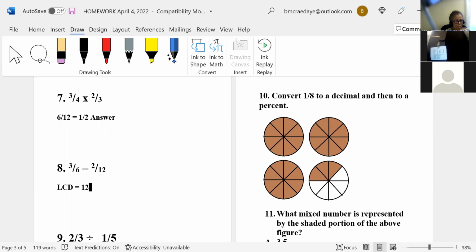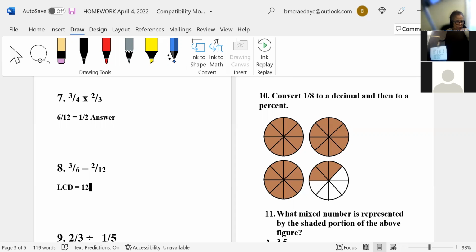Okay. Well, what we'll do is finish this one, and then we'll go back to the top, and Mercedes will explain to you the ones we did already. Now, the least common denominator is 12.